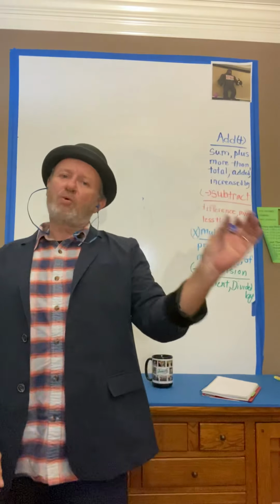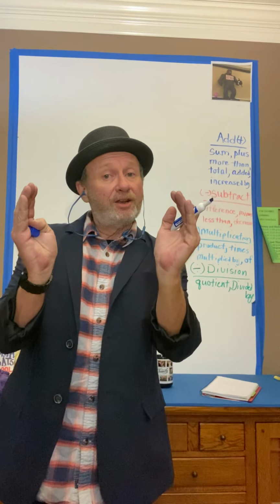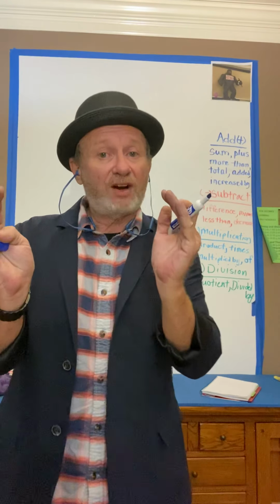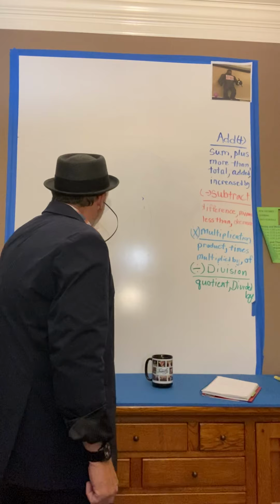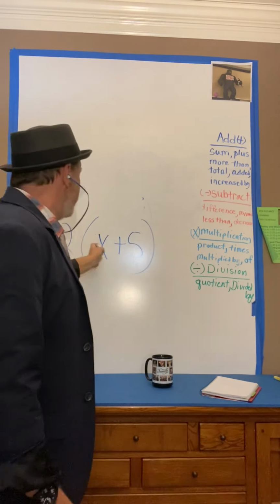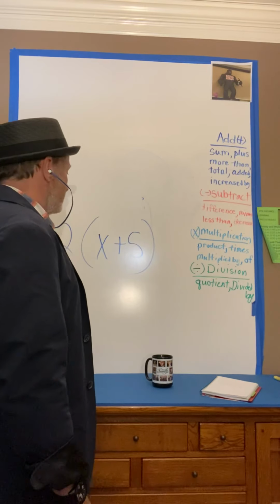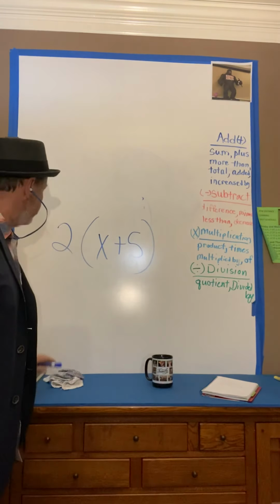You should read that as twice, 2 times, the sum of a number x and 5. x plus 5, multiply it by 2. So twice the sum of x and 5. Well, x plus 5 is the sum of x and 5, and then multiplying it by 2. Okay? So there you have it.